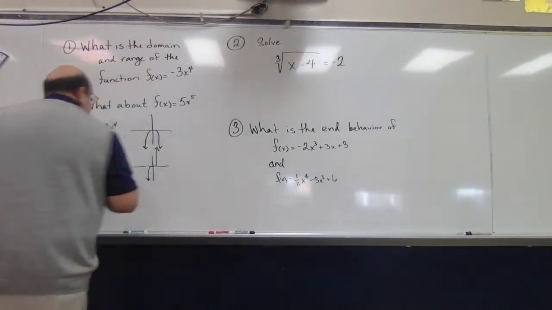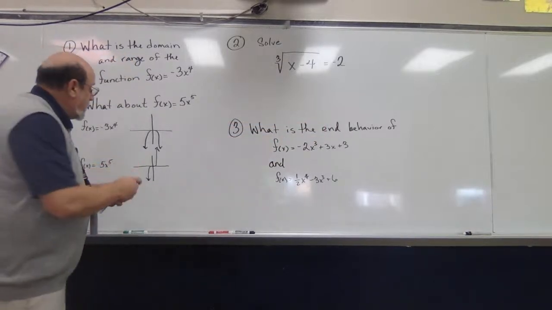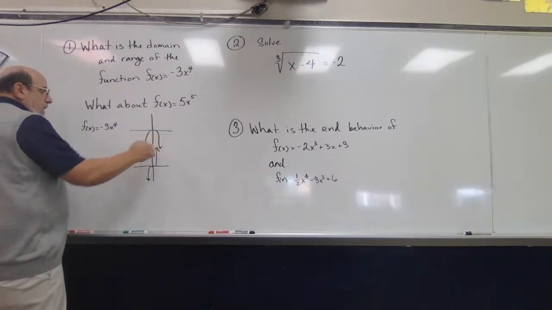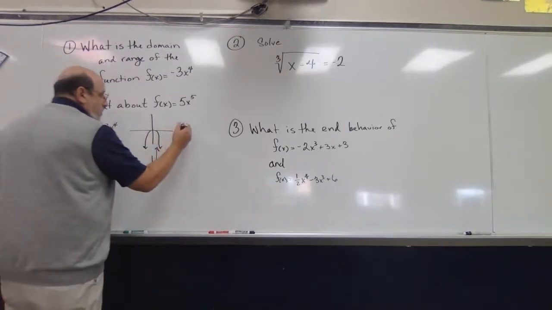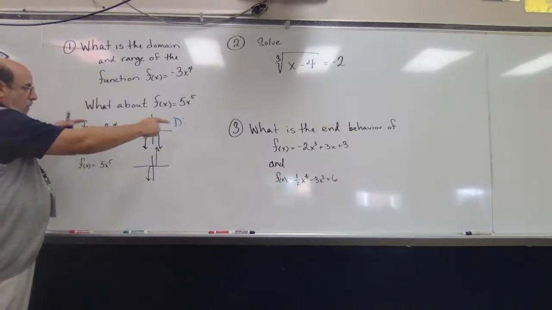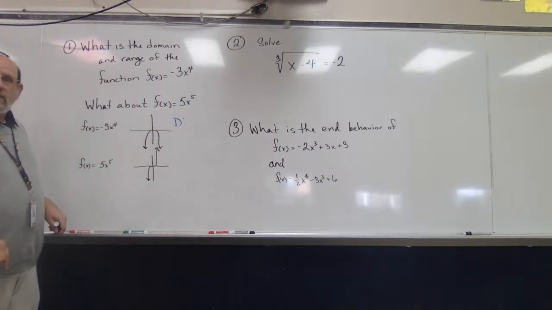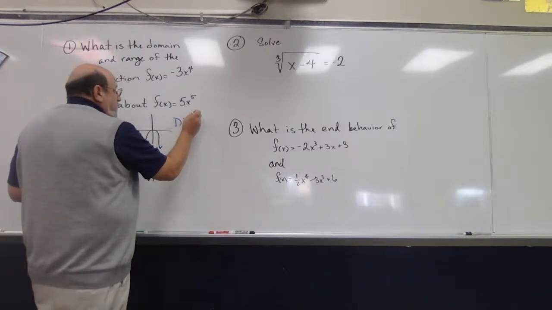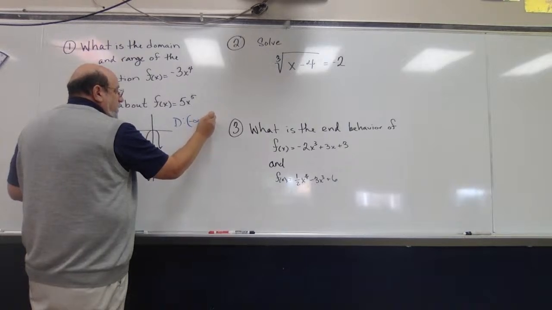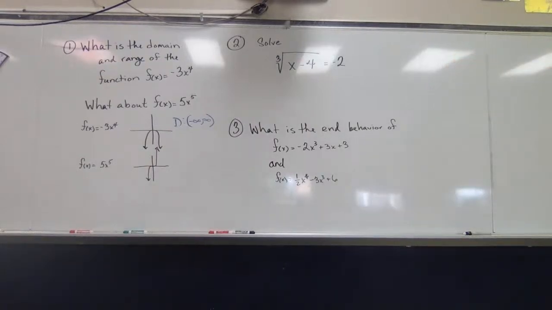So let's talk about domain. Domain: all the x's that could possibly work in this function. Let's talk about the domain of negative 3x to the fourth. It's just a sketch of it, it's not perfect. What would the domain here be? What x's can I put in there and get something out? It's an infinite domain, and I need you to write it like negative infinity to positive infinity. Okay?